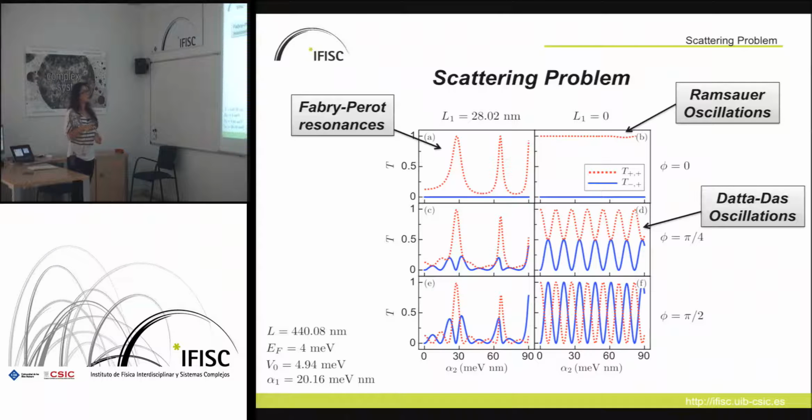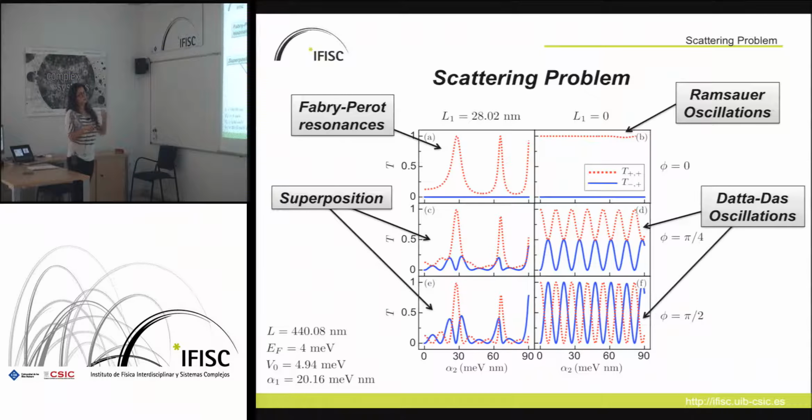Now, if we turn on the tunnel barriers, we observe the combination of both resonances. Here we have a superposition of the Fabry-Perot resonances and the Datta-Das oscillation. If we increase the angle between the Rashba field in the QPCs and in the central region, we observe that for L1 equal to 0, the Datta-Das oscillation goes from 0 to 1. And when we have the superposition of both effects, we have this kind of plot.